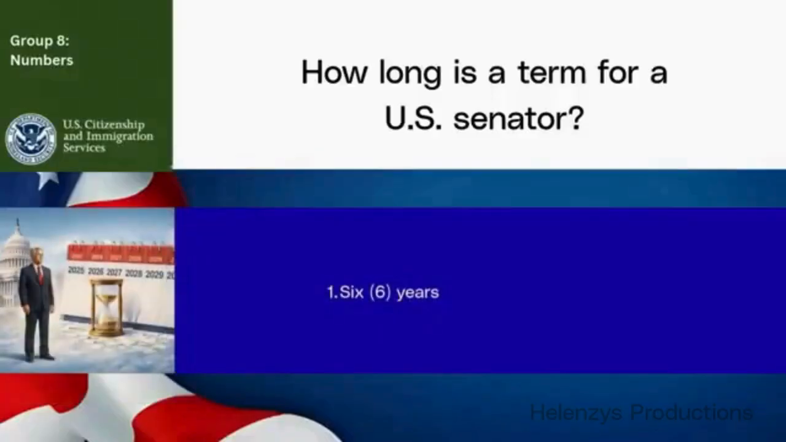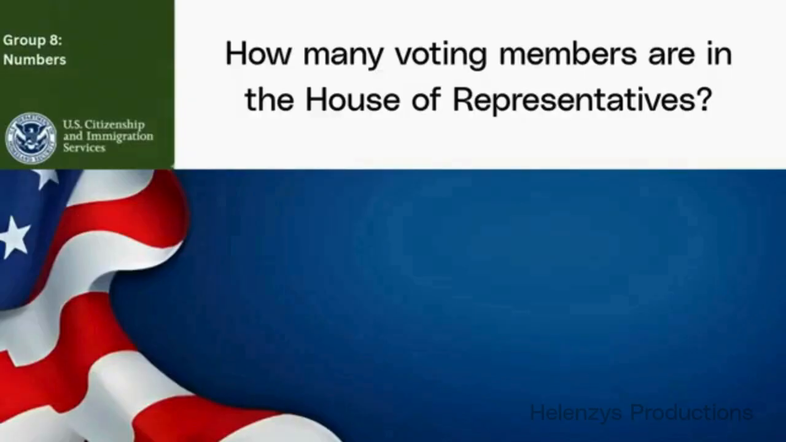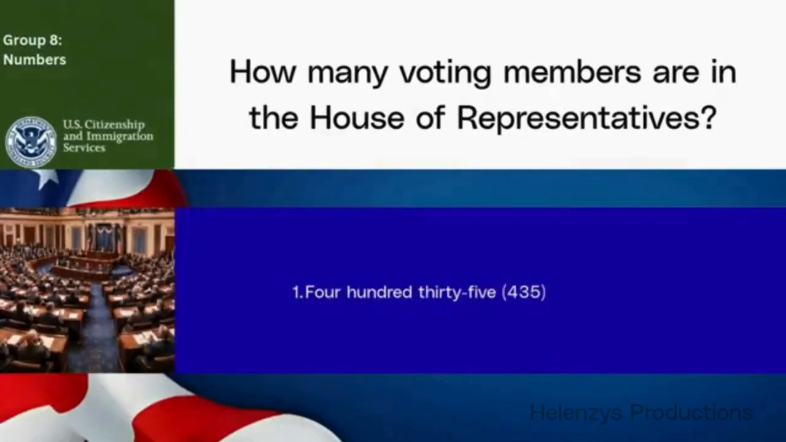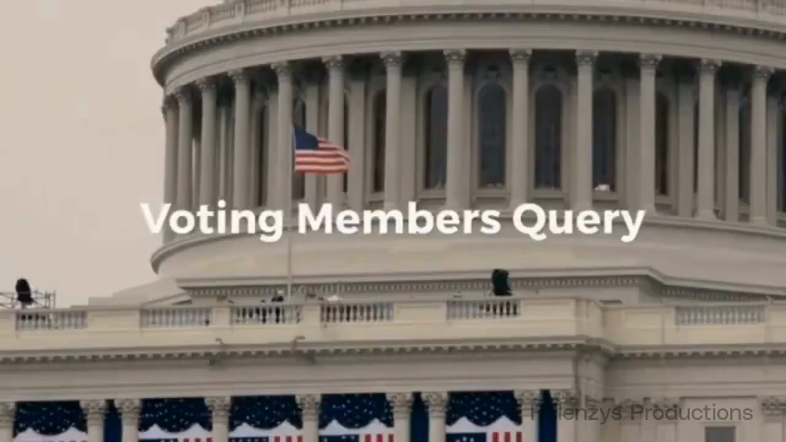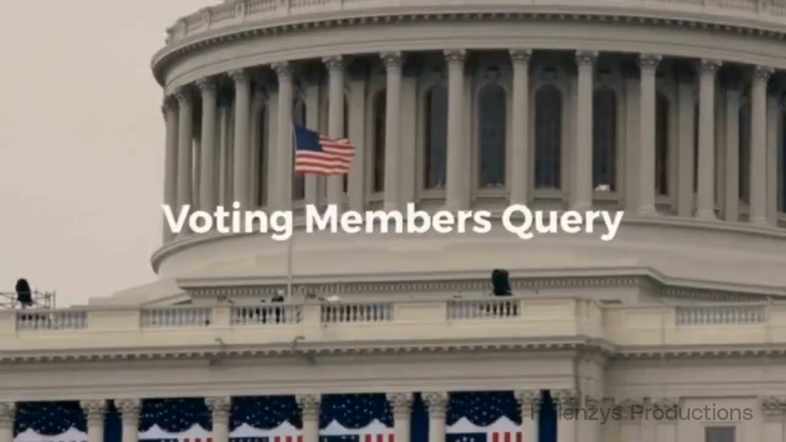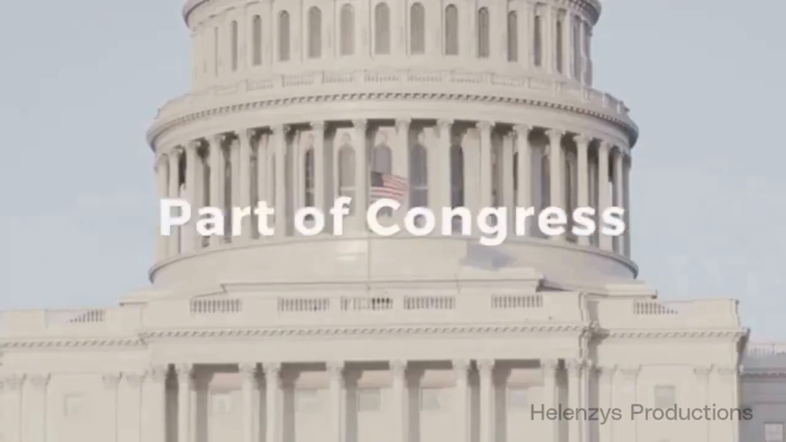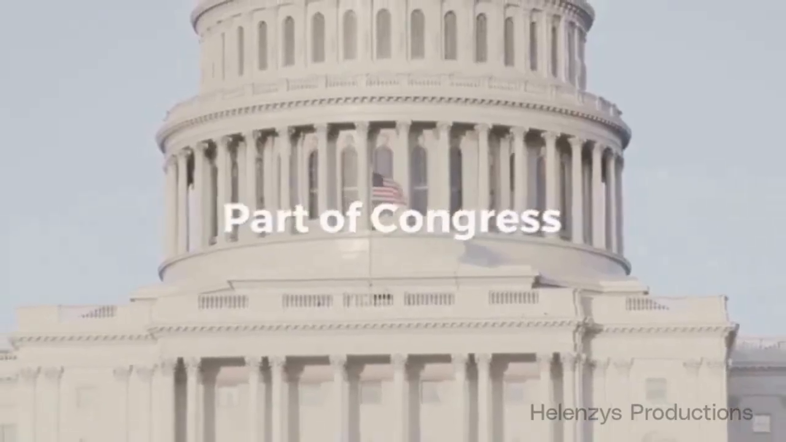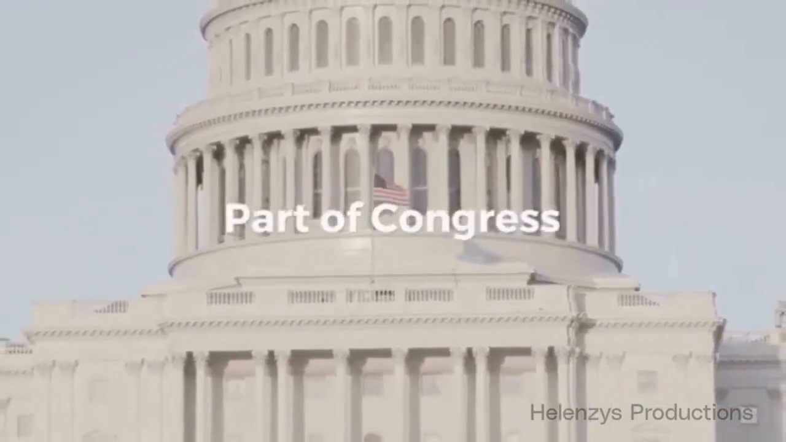Quick recall. How long is a term for a U.S. senator? 6 years. How many voting members are in the House of Representatives? 435. How many voting members are in the House of Representatives? The House of Representatives is one part of the United States Congress.